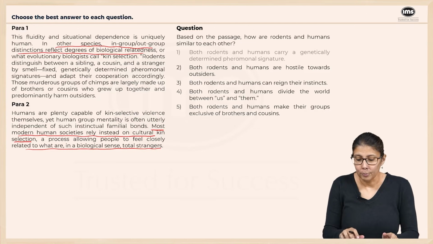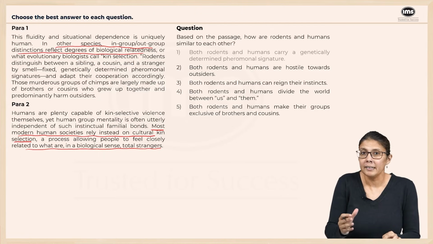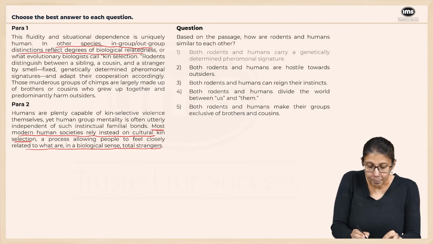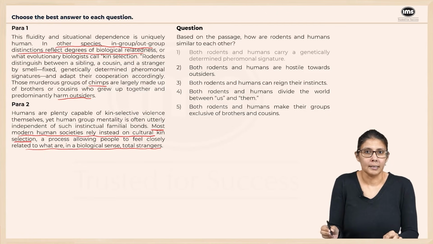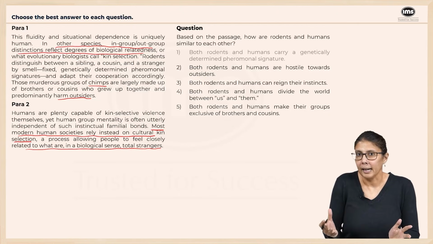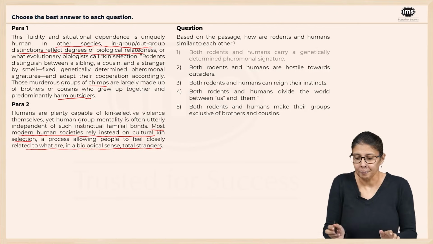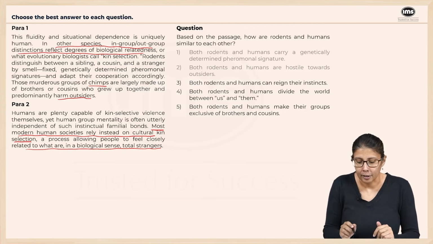The second one says, both rodents and humans are hostile towards outsiders. So, here we are definitely saying that rodents are able to sniff out their siblings, cousins and others who are biologically related. Similarly, chimps predominantly harm outsiders. But nowhere does it say that humans are hostile towards outsiders, because our group identification is not biologically determined in any case. But that point set aside, humans are hostile towards outsiders is simply not given. So let's eliminate the second option.